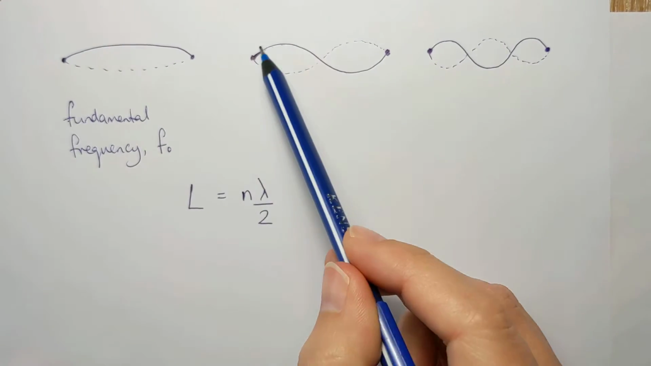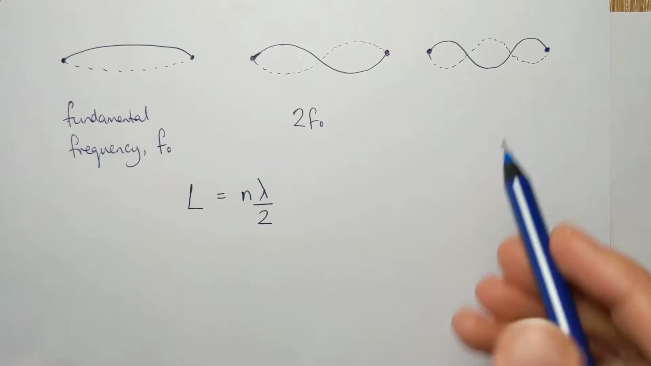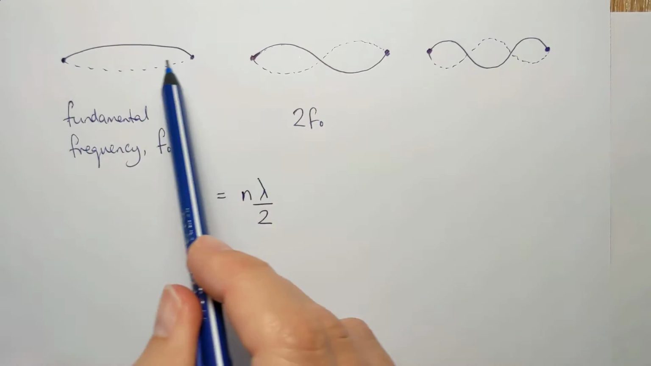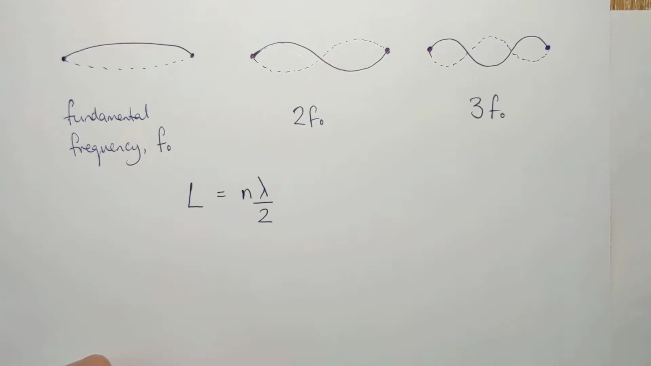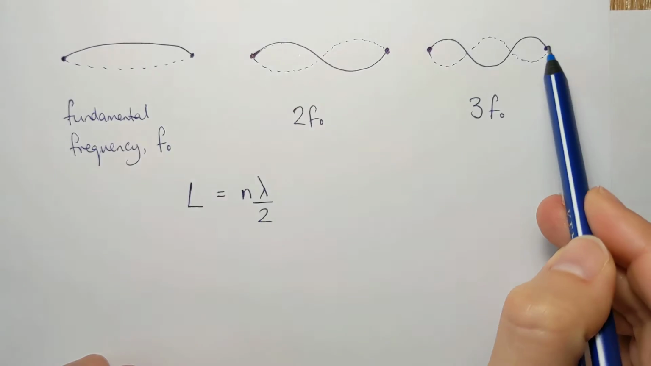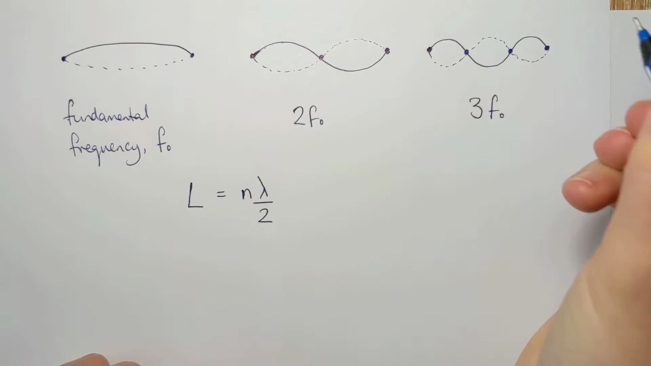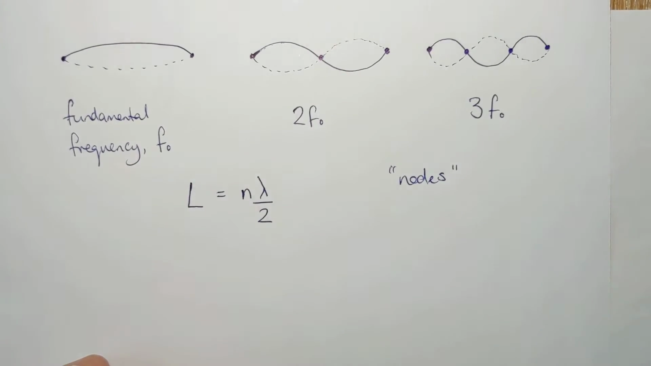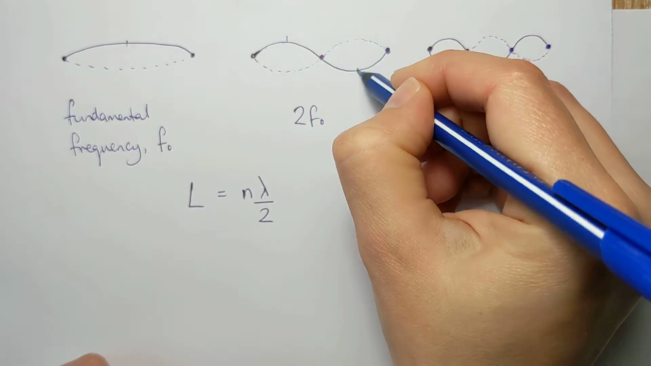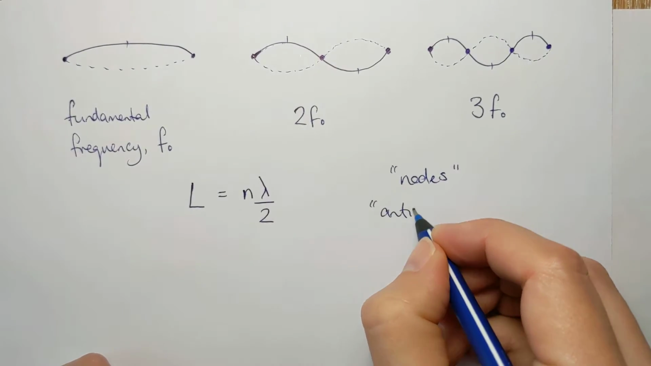In this pattern, the wavelength is half that of this one, so the frequency will be double it. In this one, the wavelength is a third that of this one, so the frequency will be 3 times it, and so on. Now these fixed points at the end never move, but neither do these points in the middle. They never ever move, and so they're called nodes. I don't know if it's short for no displacement, but that certainly helps to remember it. And then these points that travel furthest from the centre line are called antinodes.